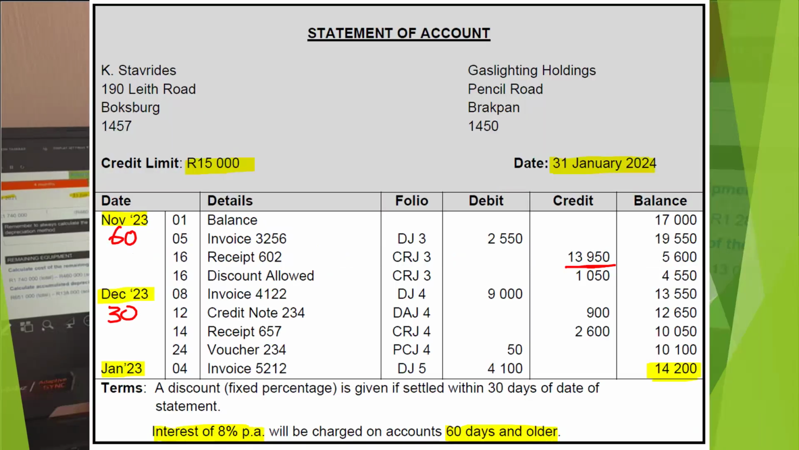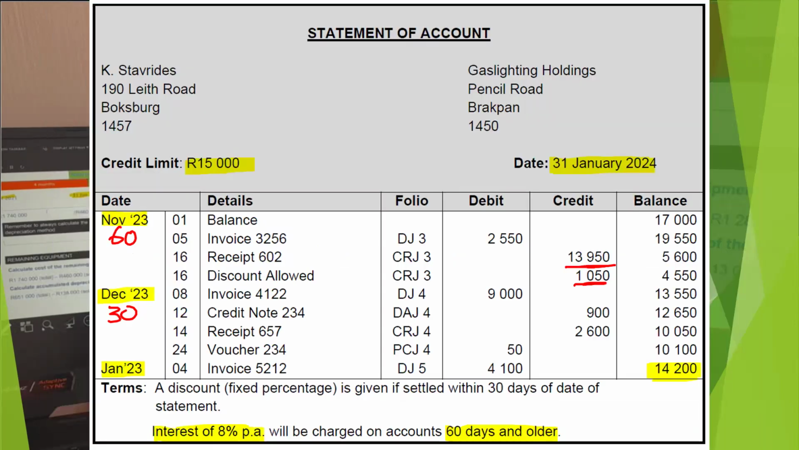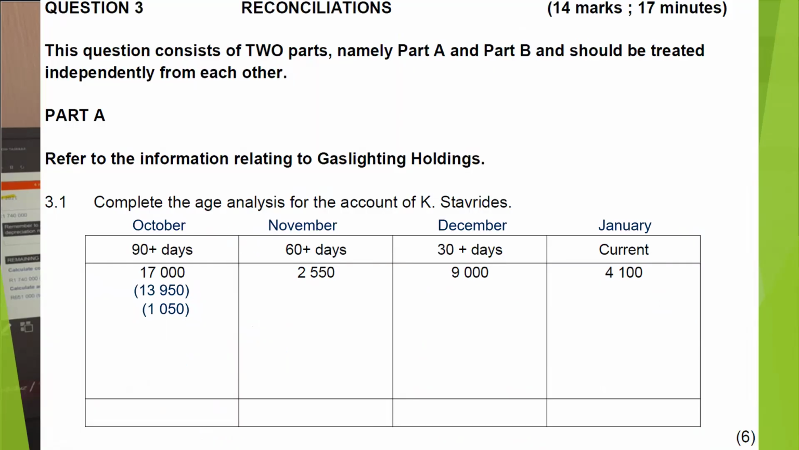That payment goes with a discount. So the discount will follow the payment. So we'll put the discount under 90 days as well. We're putting it as minus because it reduces what we owe. Then there's an invoice on the 8th of December of 900. That'll go to December. Okay, it's already there.